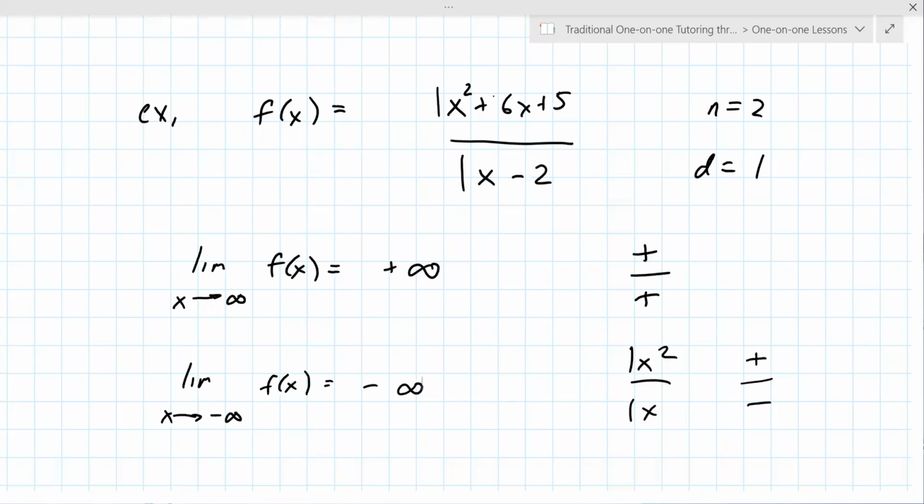Removable and non-removable discontinuity. Okay. All right. So let's look at another example here.